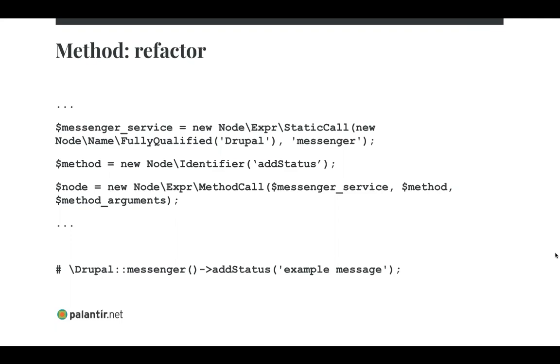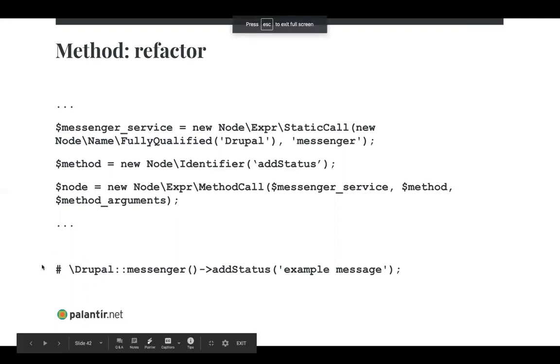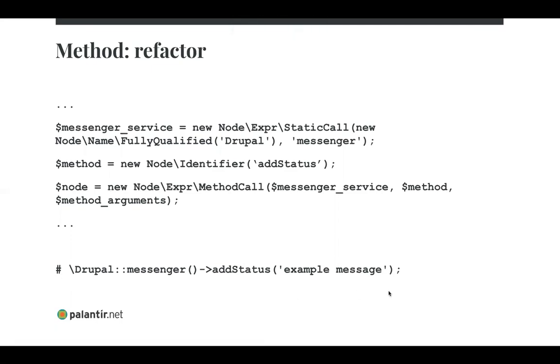So the thing that we want, I don't know if people can see my mouse, is at the bottom here in the comment. We want to have a static call to the messenger service. And then we're chaining another call on that call, to add status, and that has the example message argument.